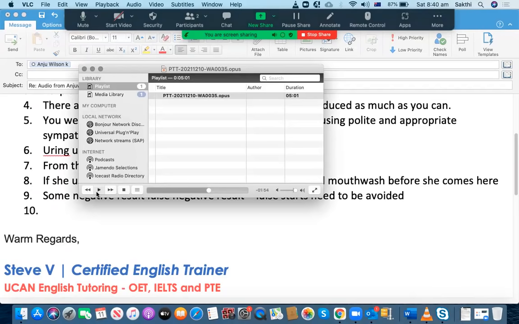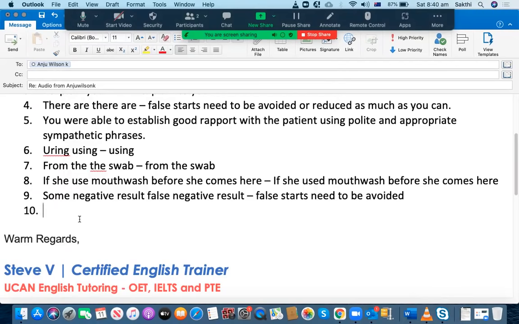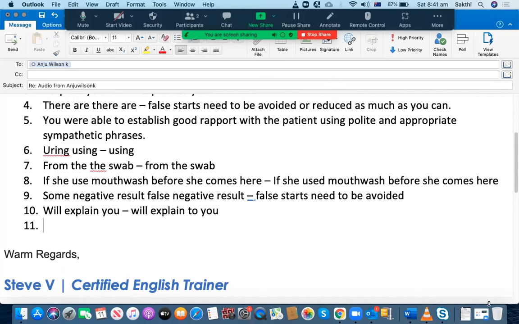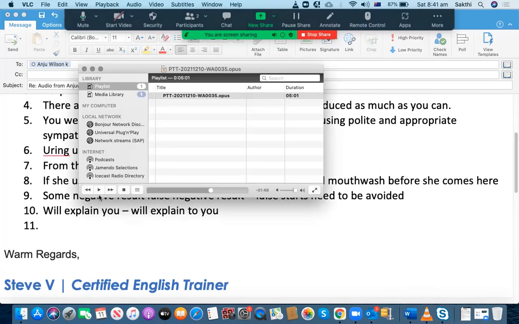I'm happy with that. The doctor will explain you about the diagnosis. And then again, the doctor will explain you. So that's wrong. It should be: will explain to you the diagnosis. All right, let's continue now. It will take 2 days for the result. And after the result is out, the doctor will decide about the treatment.